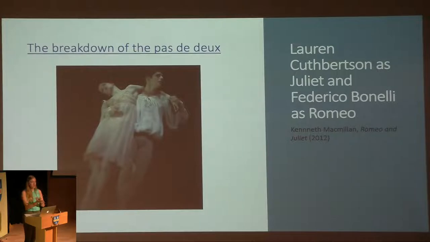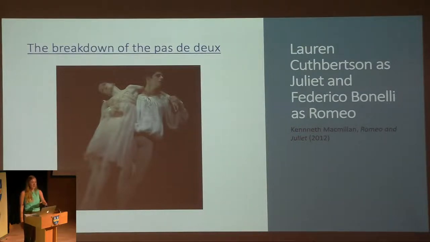Now, this is interesting because the pas-de-deux is set up as a real communicative tool in this ballet. The balcony scene and that pas-de-deux depict a moment in the play of successful communication. Romeo and Juliet are able to talk to one another. They finally tell each other they love each other. It's extremely moving, and some of the most famous metaphors are from that particular section. It's all about successful communication.